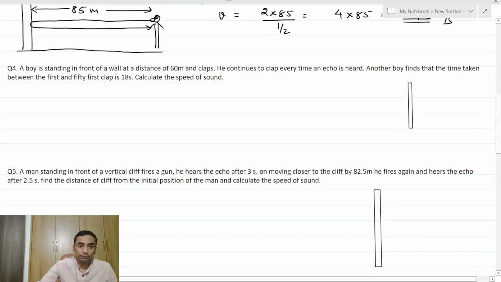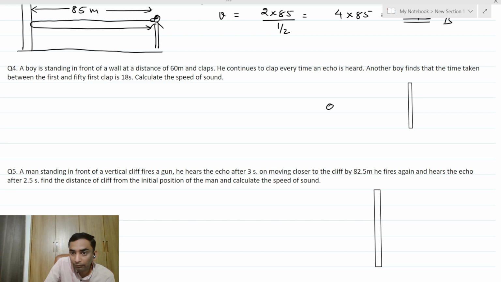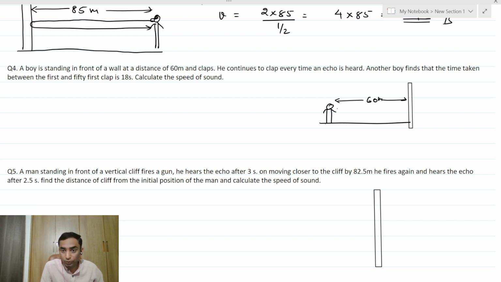Okay, the fourth question. So in the diagram, suppose this is the person, and this person is at a distance of 60 meters. Correct? Now this person claps. So the time has started in the stopwatch, and the stopwatch is with this person. Let us say he has started the stopwatch at time t = 0, and the person has clapped. Now the second clap: the first clap's sound reflects and comes back. This person claps again. Again, that clap sound reflects and comes back. He is hearing the echo, he claps again.